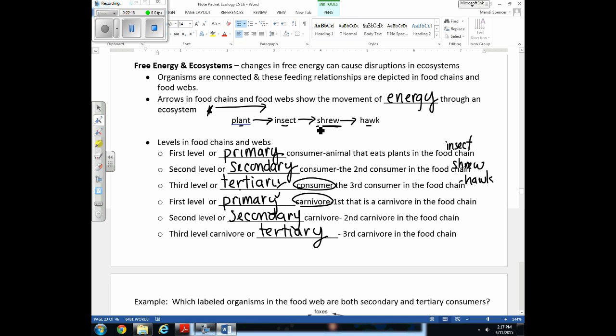Often students are going to say the primary carnivore is the hawk because they think the biggest organism must be the primary consumer, but that's not the case. You've got to start with the producer and work your way up your food chain. That primary carnivore in this situation would be the shrew. The secondary one would be considered the hawk. And in this food chain, we're not showing a tertiary carnivore.